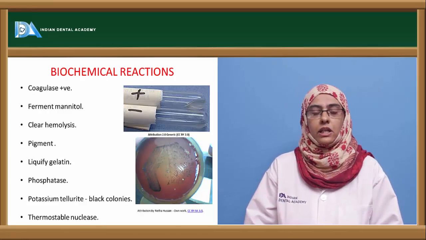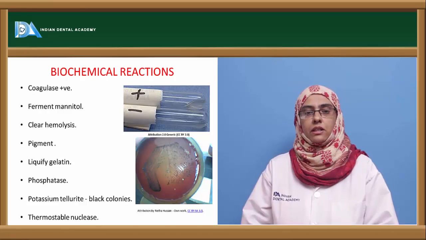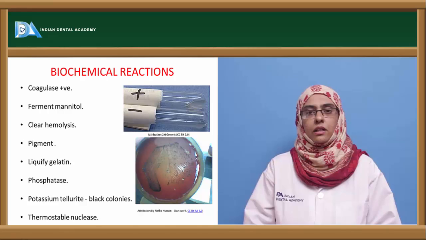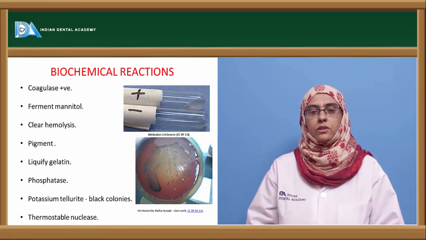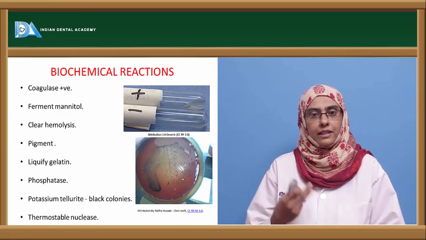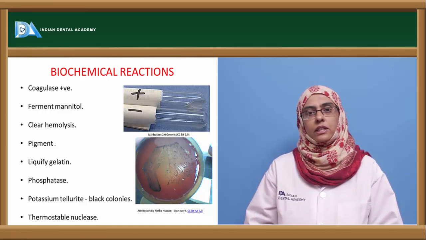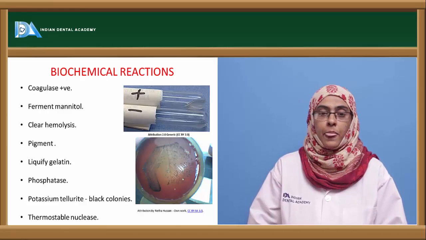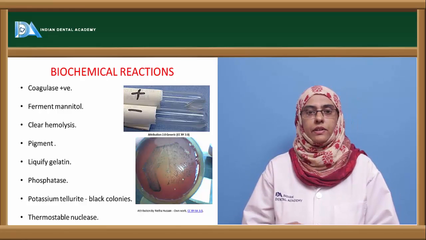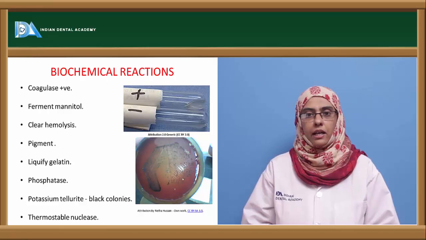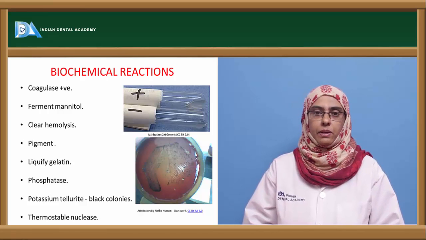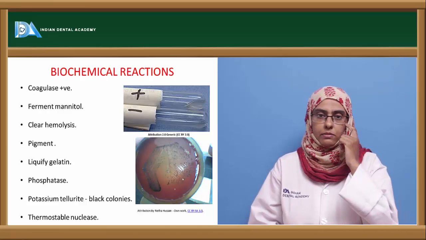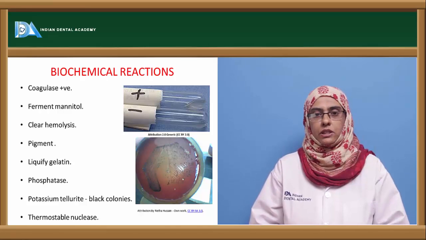Only the Staphylococcus aureus species among the Staphylococci can ferment mannitol, whereas the other species do not ferment mannitol. So, in order to identify Staphylococcus aureus, mannitol fermentation is a characteristic feature. They show clear hemolysis when grown on blood agar, and the production of a yellow pigment helps you identify this organism.